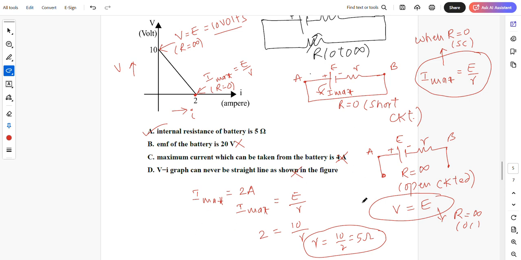Hope you understood this problem. This is very interesting. Try to understand. Here current is maximum, and here V will be equal to E when R is equal to infinity, and when R is equal to 0, I max is E by R. This I have shown you very clearly here.